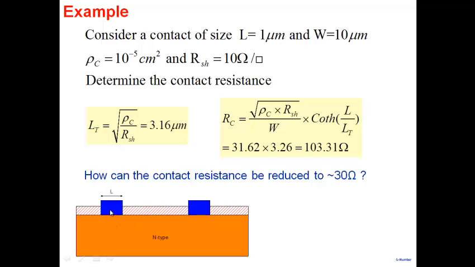Rho C depends on what kind of a metal I have used. Maybe aluminum gives me a certain kind of a contact resistivity. If I use tungsten, maybe it gives me a different kind of resistivity here. So now try to look at the metal semiconductor property here and see which one gives you a lower value of rho C here. So this equation sort of tells you how to design.